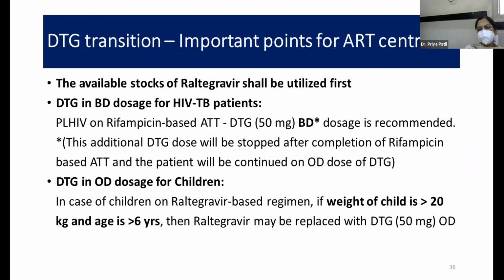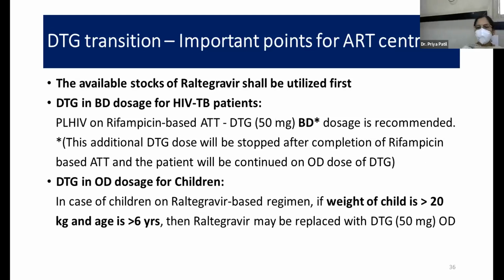Now, DTG transition, what are the important points for the ART center? The available stocks of raltegravir shall be utilized first. I think in Mumbai, everywhere the stock is already utilized, so that's why we can move on to using dolutegravir. DTG BD dosage for HIV TB patients. Now, PLHIV on rifampicin based ATT, BD dosage is recommended.